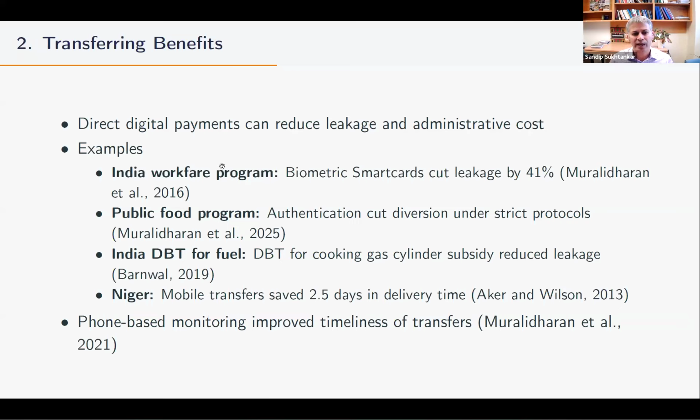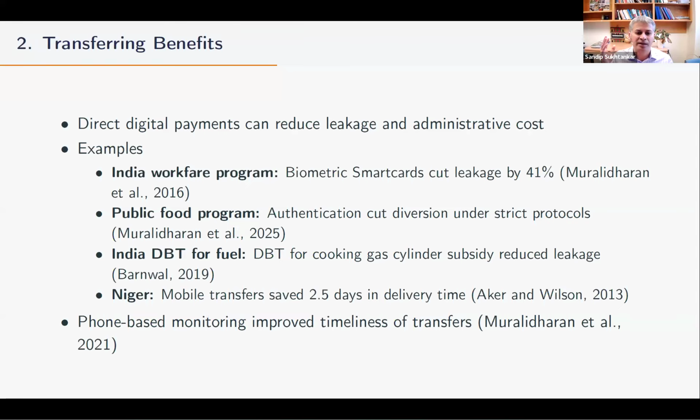So we're going to go through the example of the workfare program in India. And we'll look at this public food program later when we're actually talking about some of the problems. But other examples that I want to highlight in India, instead of a cooking fuel subsidy, they started doing a direct benefit transfer that substantially reduced leakage and corruption.